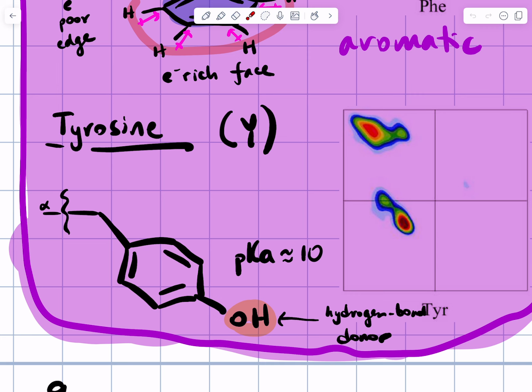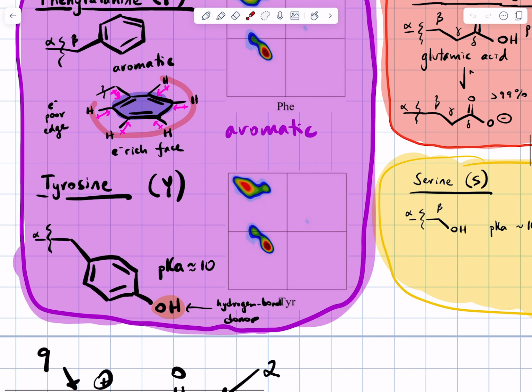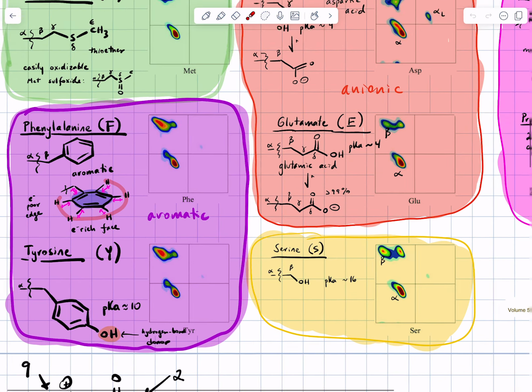We still consider tyrosine to be mostly nonpolar, even though it's got this polar OH group. And its similarity is that it's aromatic. Like phenylalanine, the face of the tyrosine ring is electron rich. The edge is electron poor.